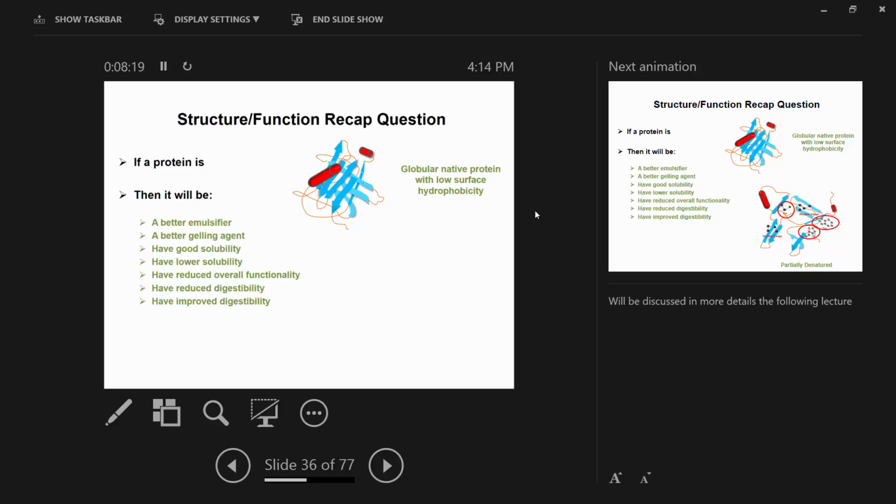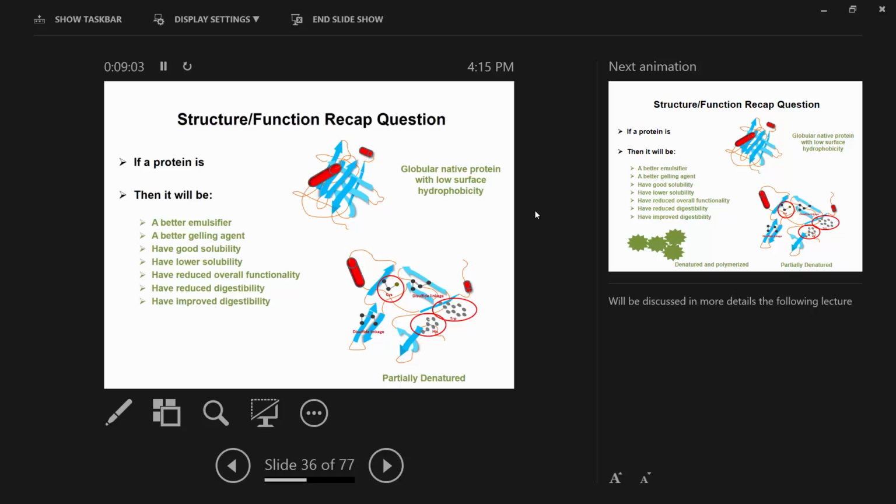Yes, good solubility. All right, partially denatured. So heat is applied and the protein is partially denatured. What now? Jelly. Okay, anything else? Sven? Emulsifying. Okay, anything else? Improve digestibility. Improve digestibility? You're all gonna say that. Reduced overall functionality? Okay, you have better emulsion and better gelling ability.